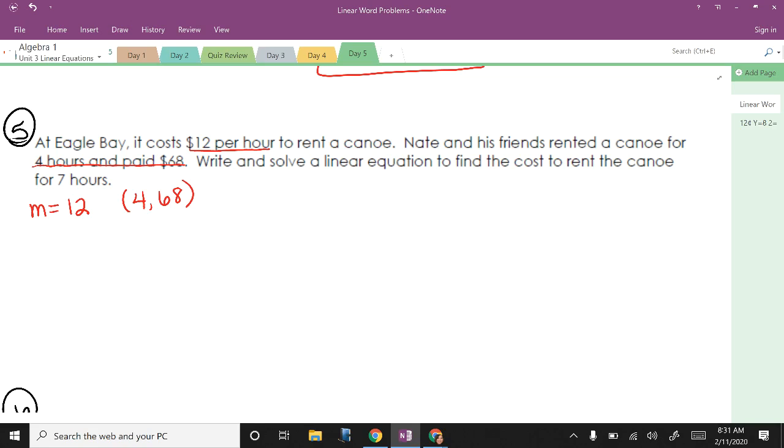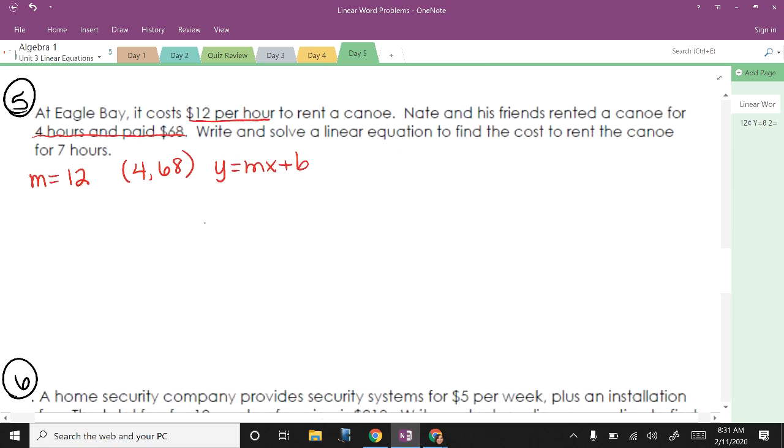So we've got to write and solve a linear equation. Before we can write a linear equation, what do I need? I got an M, I gotta have a B. How do I get a B if I have a point and a slope? y equals mx plus b. What's my y value from my ordered pair? 68. What's my m? 12. What's my x? 4, plus b. What's 12 times 4? So 68 equals 48 plus b.